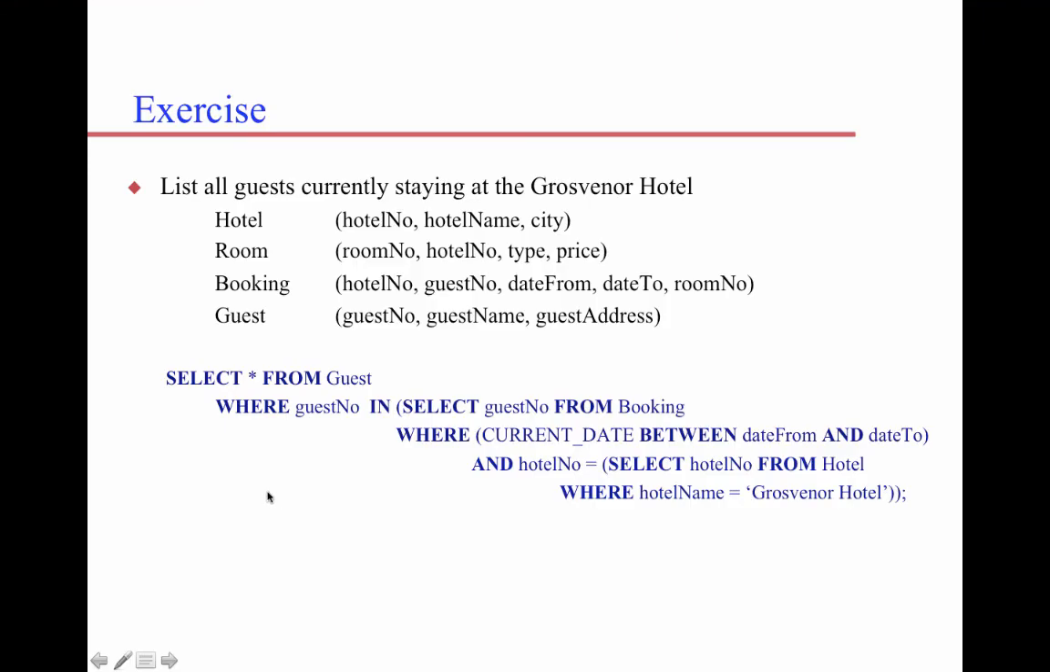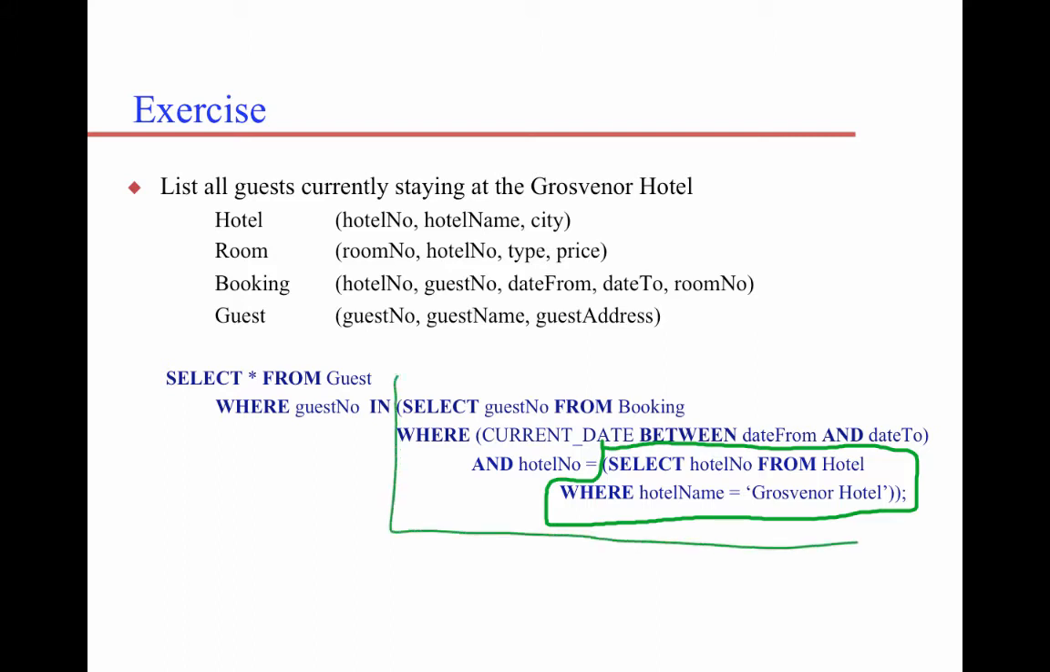So this is what my solution looks like. You see that I used 2 nested subqueries. The first one was to find the hotel number that was associated with the Grosvenor Hotel. And then the second one right here, this is a table subquery.